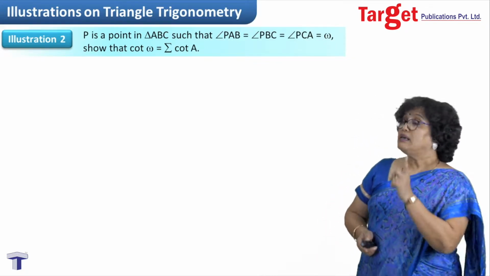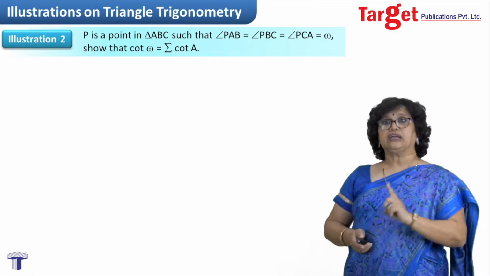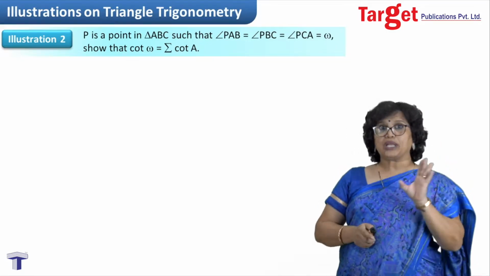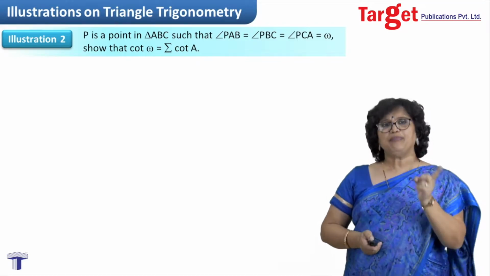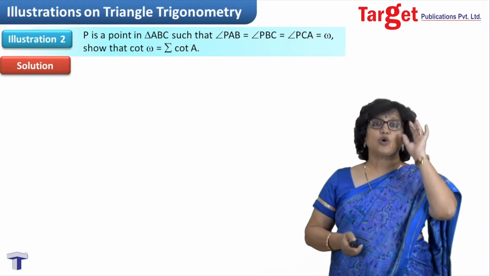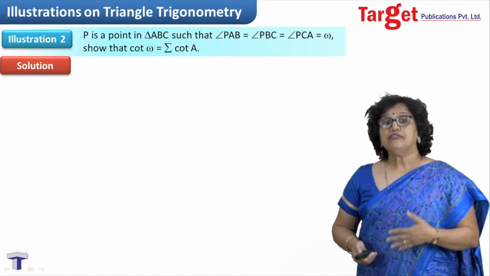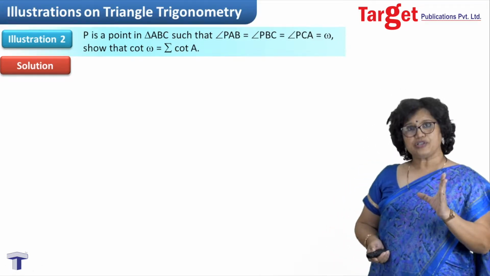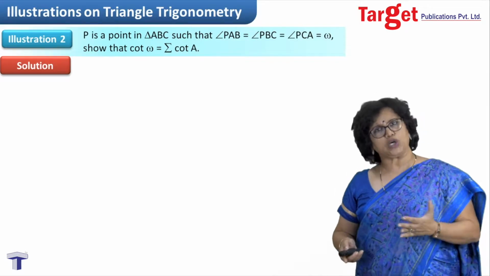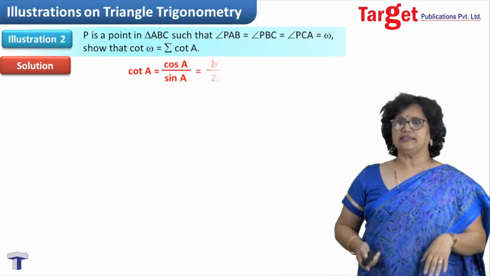Show that cot omega equal to sigma cot A. Now notation sigma cot A may perturb you. Please don't get perturbed. What we mean by sigma cot A is cot A plus cot B plus cot C. We have not done any formula for cot A. If you wish, you can derive it like cot A equal to cos A upon sin A, etc. And you start like that.